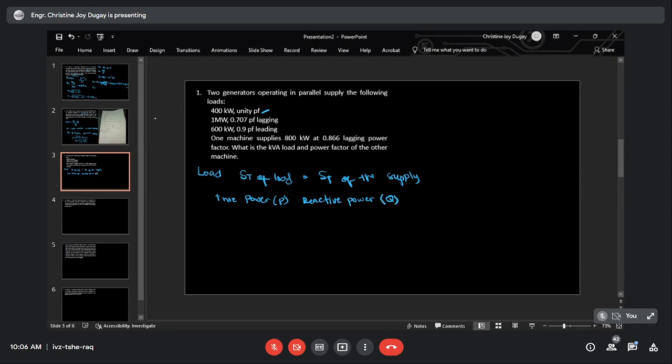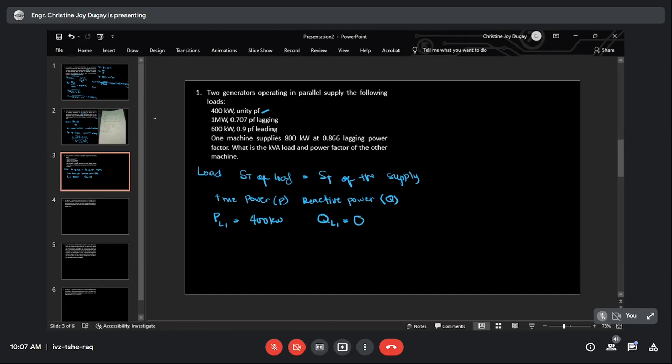So dito sa una, no? That is 400 kilowatt unity power factor. So what is our P here? P is equal to P1. O sabihin natin P load 1. That is equal to ilan? 400 kilowatts, ma'am. How about Q load 1 natin? What is the value? That is zero, ma'am. Equal to 0 since that is in unity power factor.